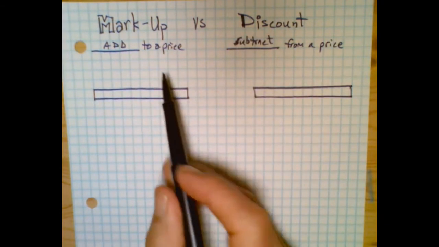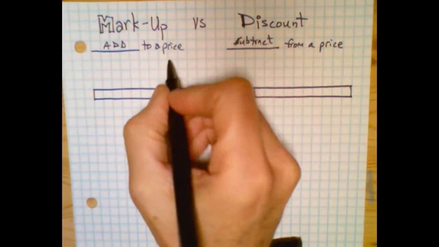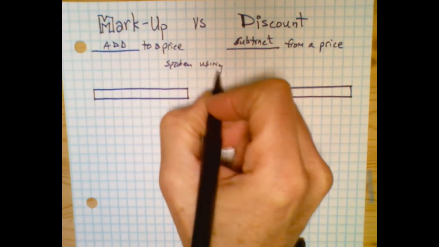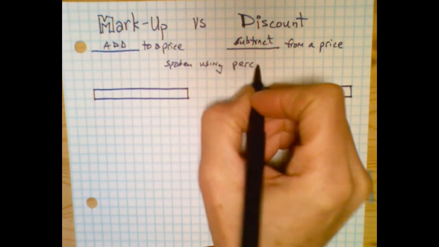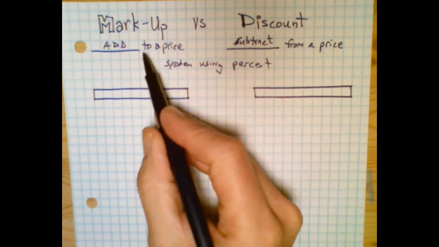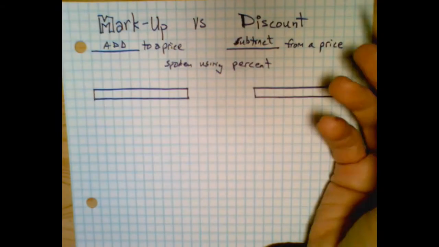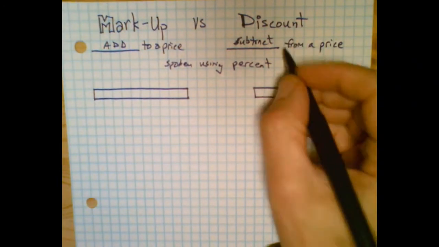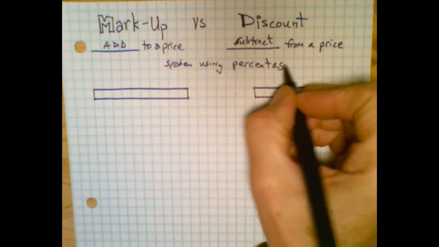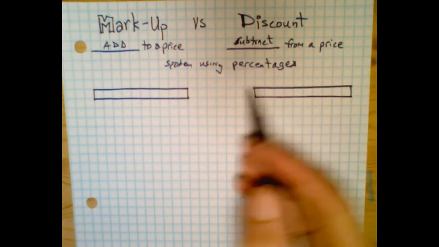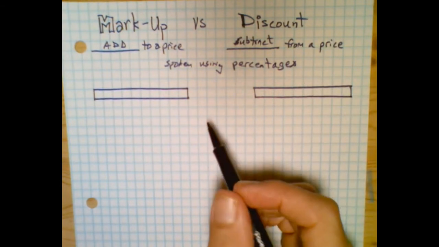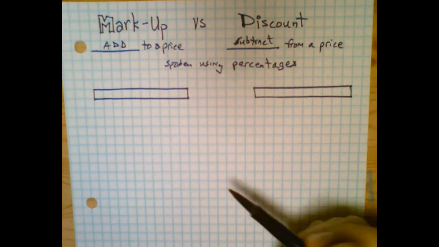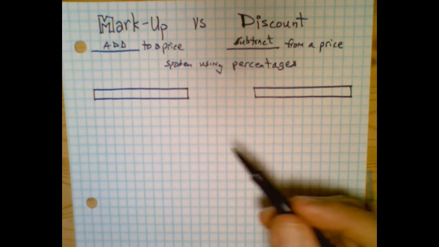And oftentimes, markups and discounts are spoken using percentages. That is, a markup can be 30% of a price, or you could have a discount of 30% off a price. But it's often spoken using percentages. And so in this case, we're going to look at a little visual example. And then from there, we'll include an example that has variables and numbers.